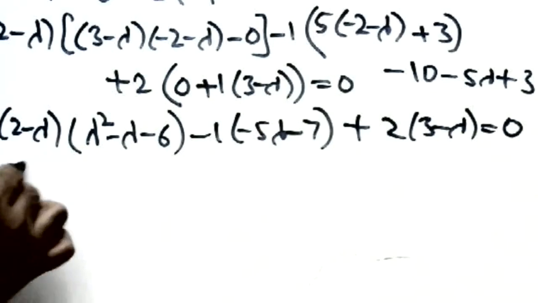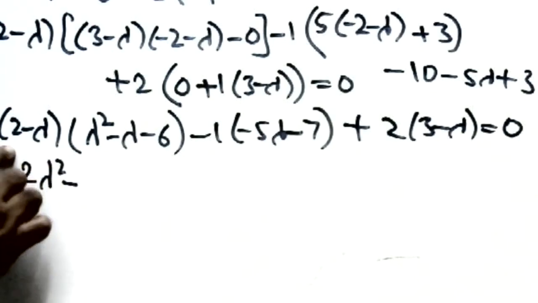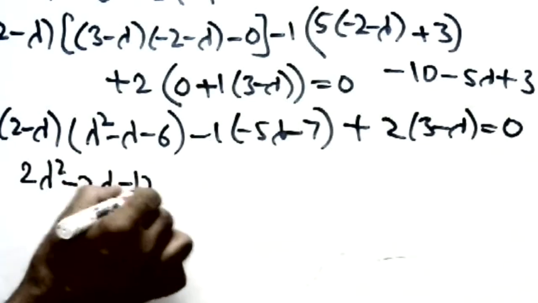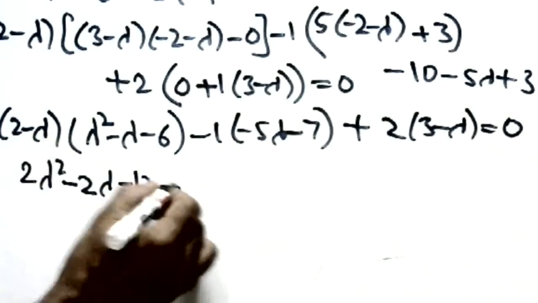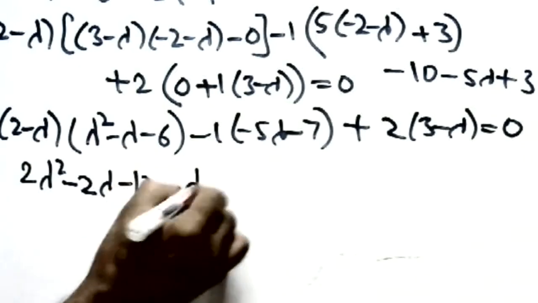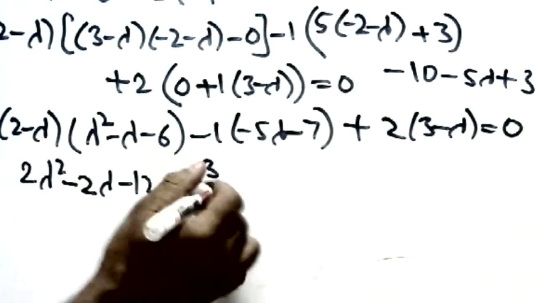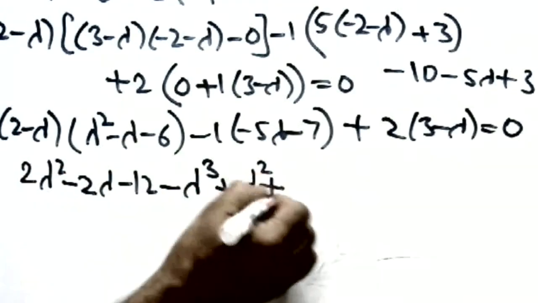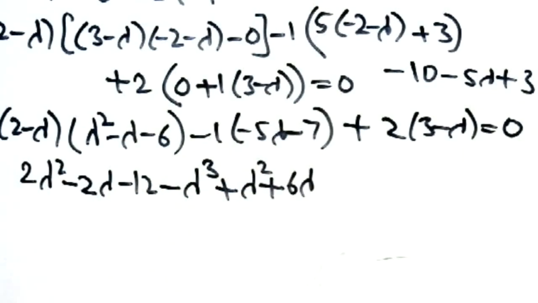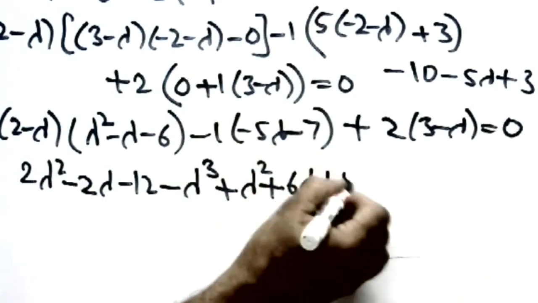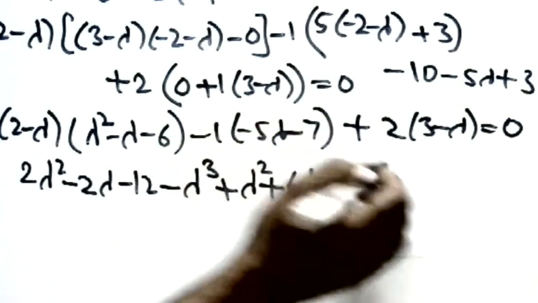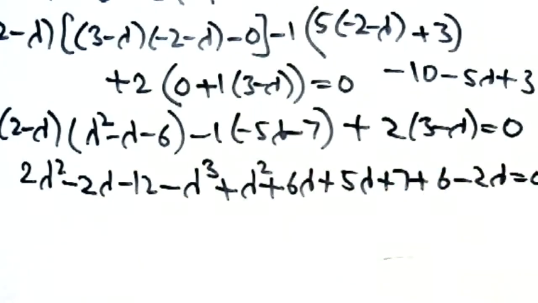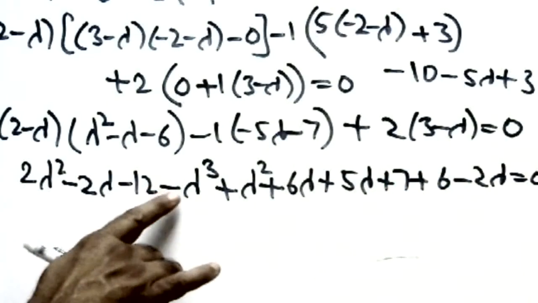Now let me multiply here. First you multiply all the terms with 2. 2 into lambda square, 2 lambda square, minus 2 into lambda, 2 lambda, minus 2 6s are 12, minus into plus minus, lambda into lambda square, lambda cube, minus into minus plus lambda into lambda, lambda square, minus into minus plus 6 into lambda, 6 lambda. Now minus into minus plus 5 into lambda, 5 lambda, minus into minus plus 7, plus 2 3s are 6, minus 2 lambda equals to 0.